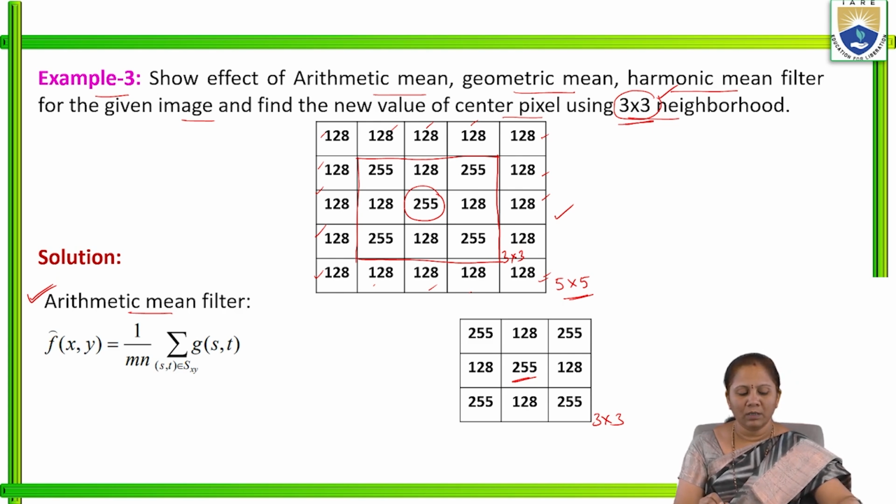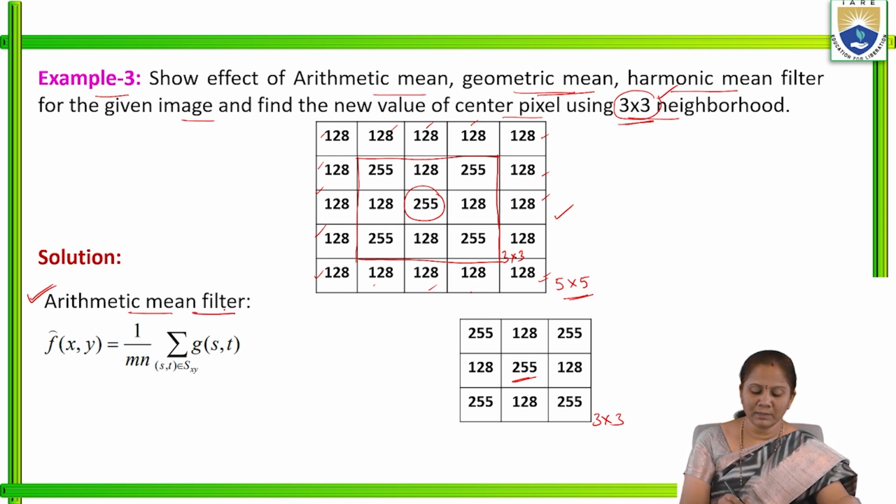So we have discussed this arithmetic mean filter, geometric mean filter, harmonic mean filter in the concept we discussed in the previous lecture. And the concept is restoration in the presence of noise only, spatial filtering. So in that concept, we have discussed all those filters. And we have also seen the mathematical expression for all the filters. So recall that. The formula for the arithmetic mean filter is given as f cap of x comma y is equal to 1 by mn sigma over s, t in S of x comma y of g of s comma t.